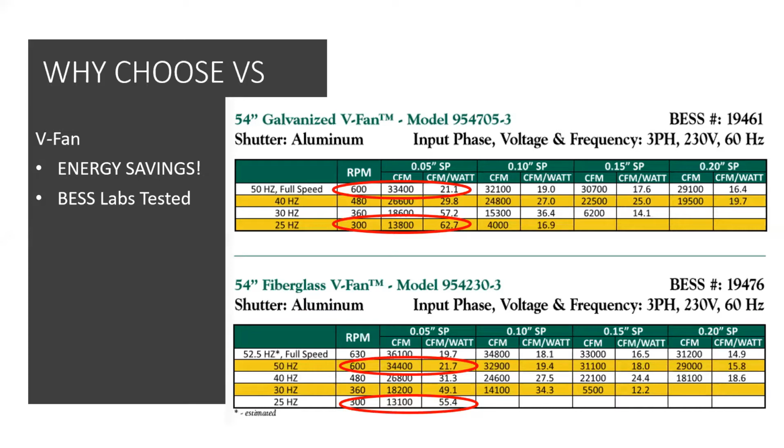But on the flip side, you run this fan at half speed, down there at the bottom, and we're averaging about 60 CFM per watt. So not only do you get the airflow, but you also get great energy efficiency whenever you run it at your slower speeds.